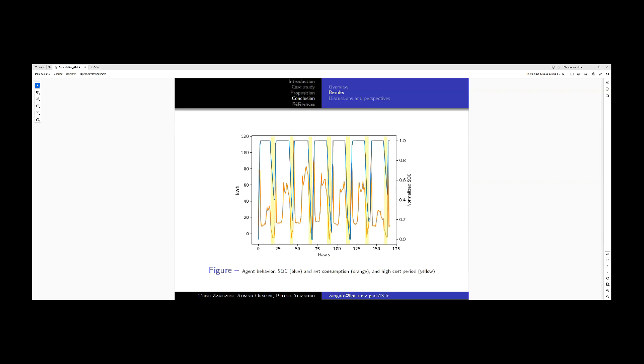So here you can see a graphic representation of the actions of the agent. In blue is the state of charge of the storage unit. In orange is the consumption of the building, and in yellow are the high time of use periods that we talked about. So we can see that the agent discharges the storage unit when the cost is really high, and this is what we intended with our approach.